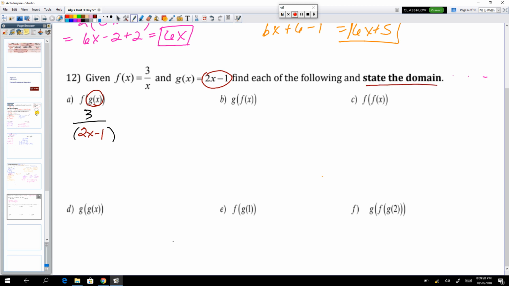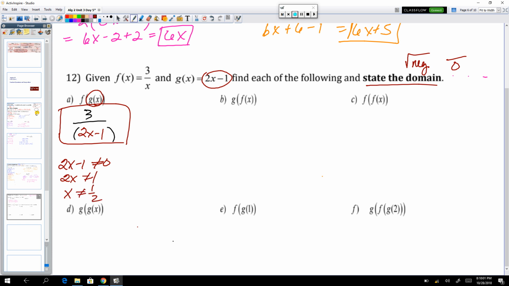Now, once again, we are being asked to state the domain. So if this is my final answer, are there any limitations on the domain? Remember, our problem children were square roots of negatives and division by 0. Now, for part A, there's no chance of taking the square root of a negative, but there is a chance of dividing by 0. So we must not have a 0 on there. That's our big no-no. 2x minus 1 cannot equal 0. Therefore, 2x cannot equal 1, and x cannot equal a half. So you can just state your domain as x such that x does not equal a half, or you can do interval notation.